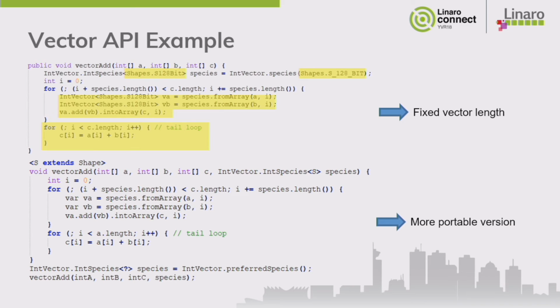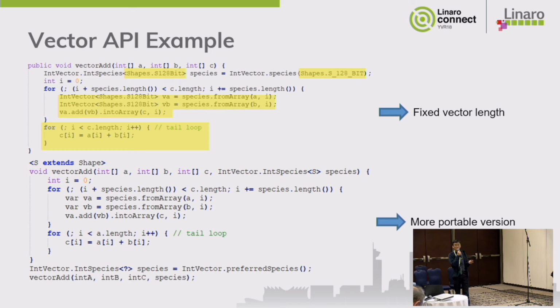So we have another version, which you can see like this. We hard code with 128 bits, but if we run this code on other hardware, the performance will not be good. So there's a new, more portable version. We just need to create a template Java code, and then we use an API to get a preferred species, in which we will query the hardware resource and get the preferred vector size. Then based on the species vector shapes, we will add the vector, and then yeah, just like above.